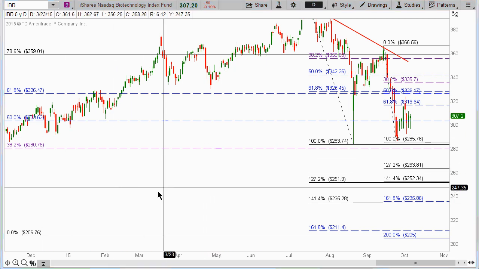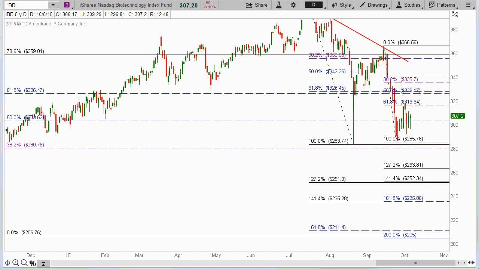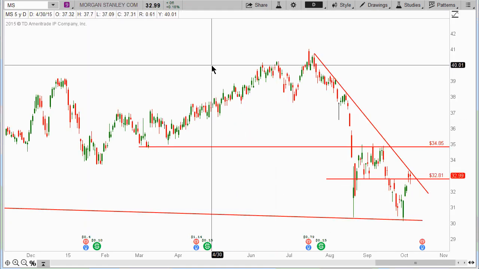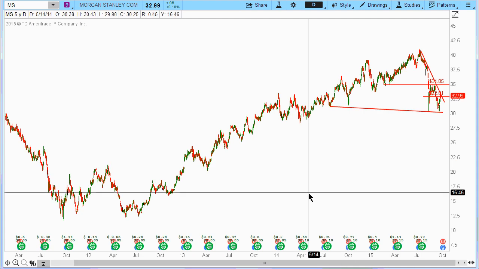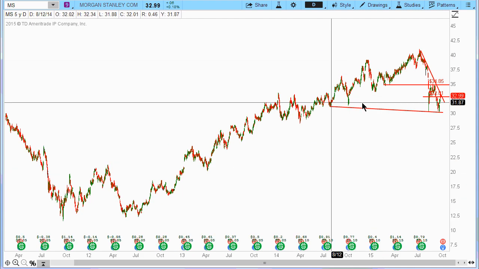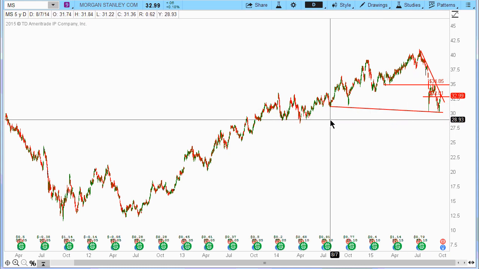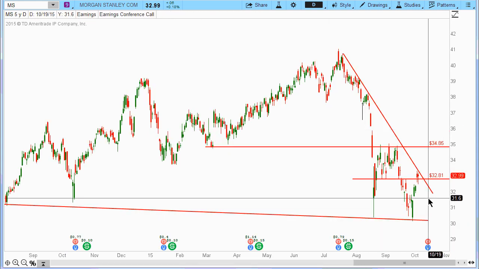Okay, let's just look at a couple of the bank stocks. I haven't been talking about the bank stocks for quite a while because there wasn't much to talk about until today. Actually, quite a few came up on my scanner. So I just want to talk about Morgan Stanley here. Ever since this downturn here, it seems to be finding a little bit of a bounce.